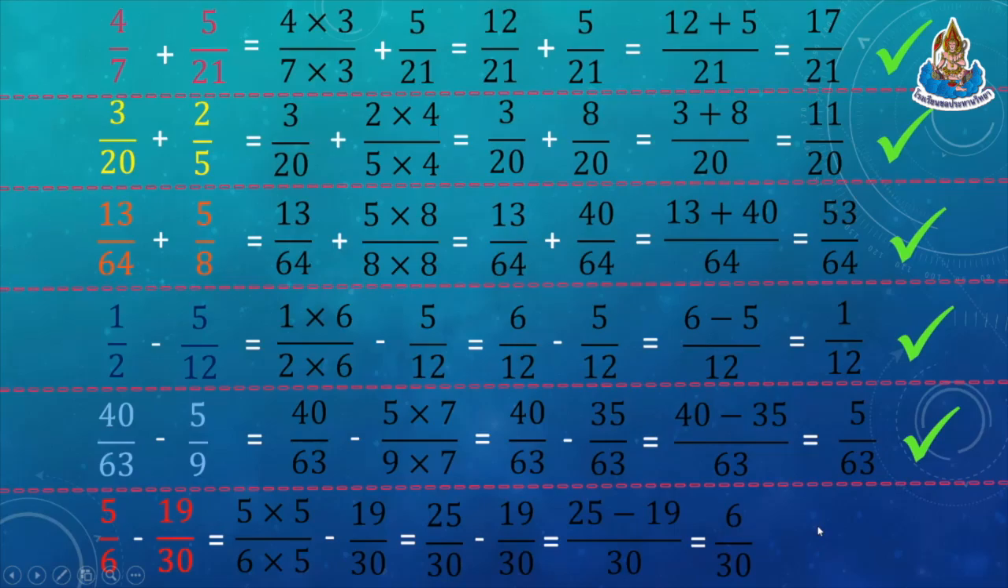Now, if you look at this fraction, you will see that both numerator and denominator are divisible by 6. So we can simplify this fraction. If we divide 6 by 6 and 30 by 6, 6 by 6 is 1, and 30 by 6 is 5. So our answer in the simplest form is 1 over 5.